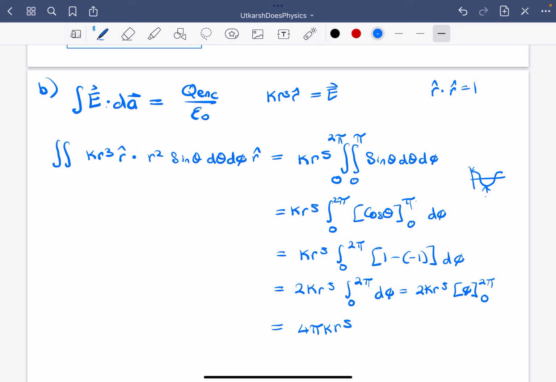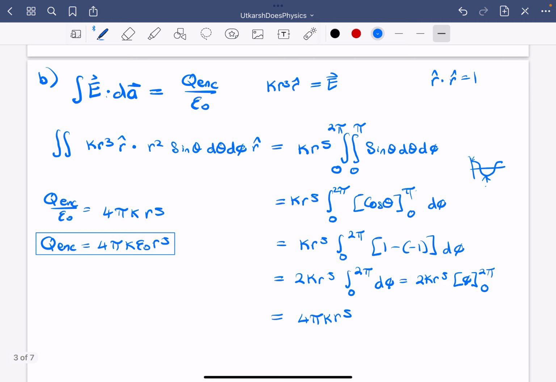Now, we know that all of this is equal to q enclosed over epsilon naught. So that allows us to find out what q enclosed is. It's 4 pi k r to the 5 epsilon naught, which is exactly the answer we're looking for. So great, we've done it one way, so now we have to do it another way.